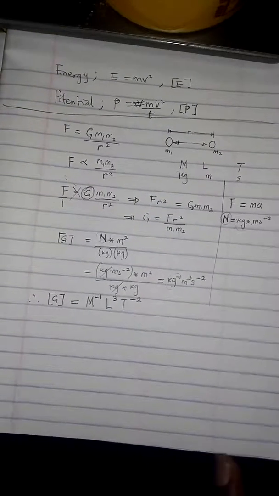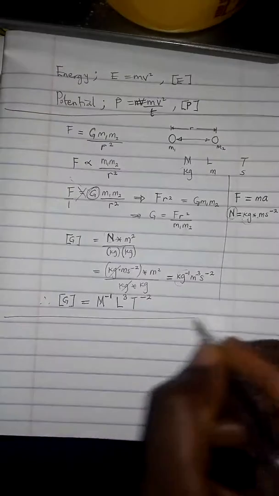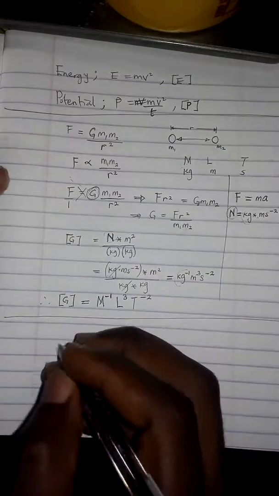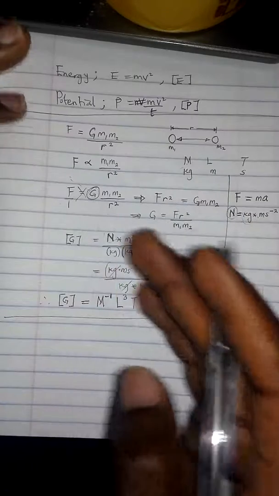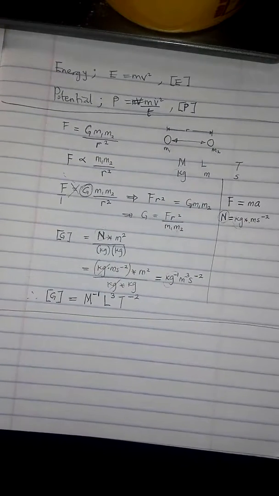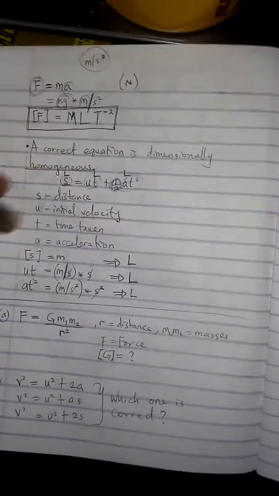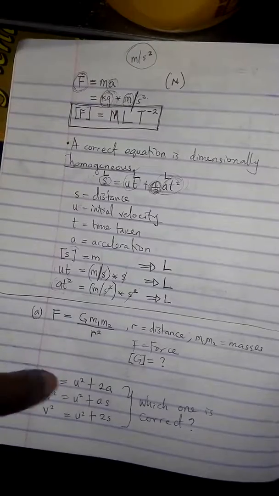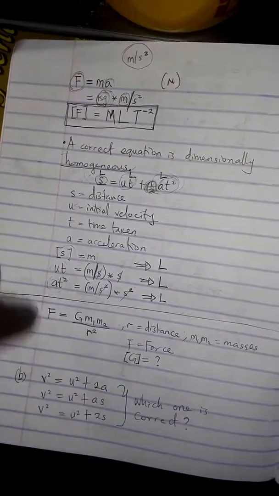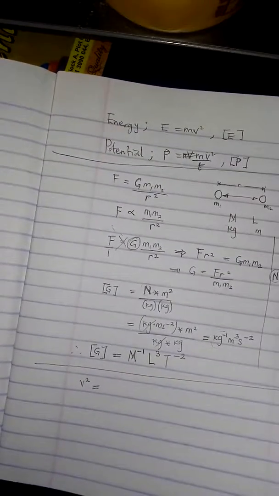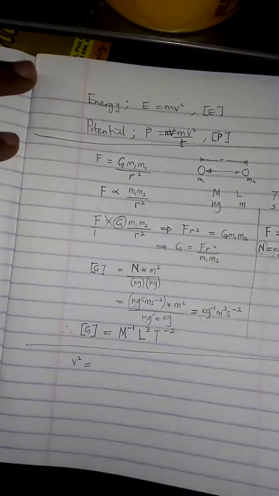Alright, so the next one is, we said that we can actually use this dimensional analysis to find out if a particular equation is correct or wrong. How we do that is we look at the terms that have been added in that equation. So we have this assignment from the last class that you should find out which of these is correct. You're just going to do a dimensional analysis to find out whether or not it is correct.